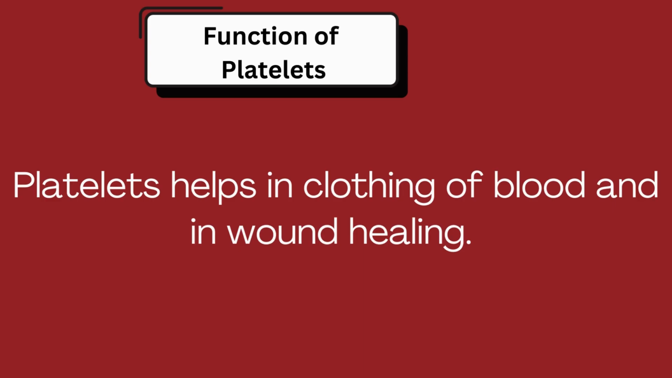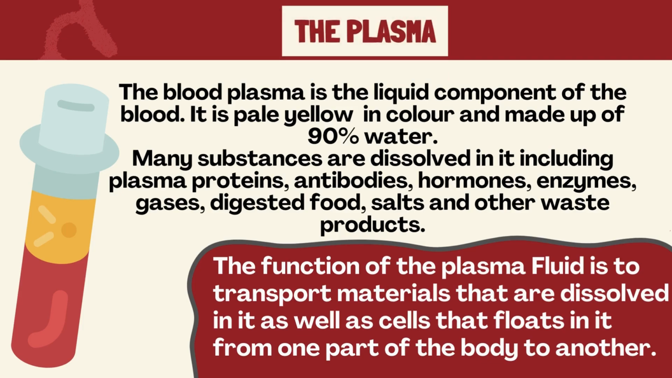The other part of the blood, which is the liquid portion, is the blood plasma. The plasma is the liquid component of the blood. It is a pale yellow liquid made up of mainly water, about 90%. Many substances are dissolved in the blood plasma, including plasma protein, antibodies, hormones, enzymes, gases, digested food, salts, and other waste products.